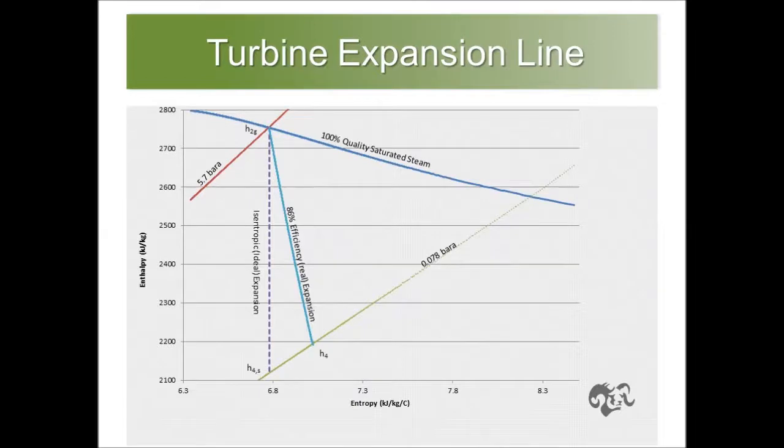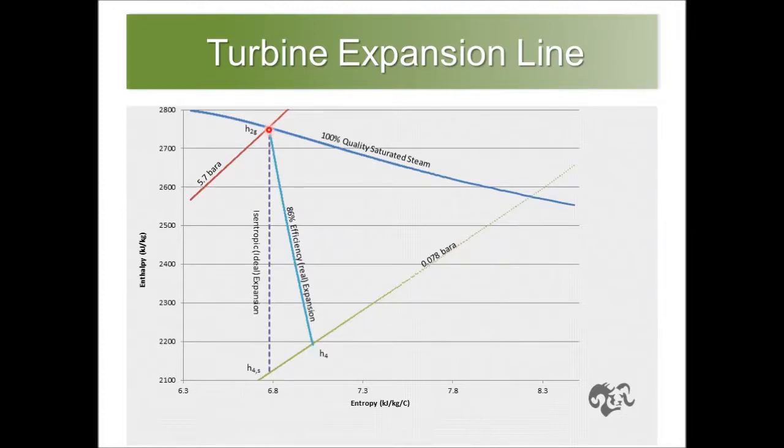I'll be running through some mass and energy balance equations around the separator and the turbine, so a quick review of the turbine expansion line may be helpful. On this entropy diagram, I've plotted the 100% quality saturated steam line plus two constant pressure lines. The 5.7 bar A line represents the separator pressure. The 0.078 bar A line represents the condenser pressure.